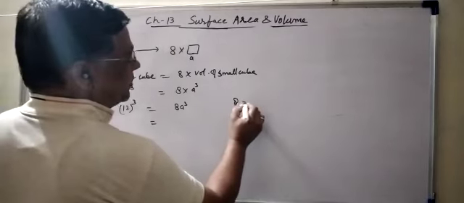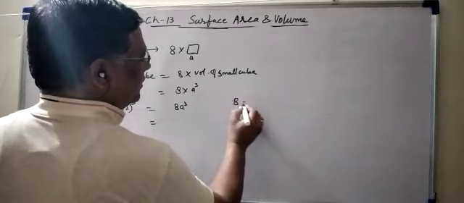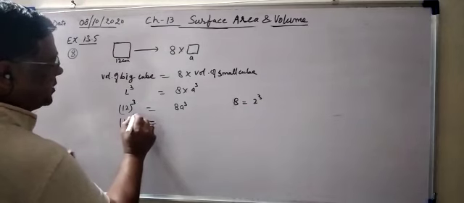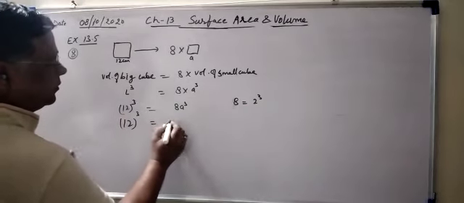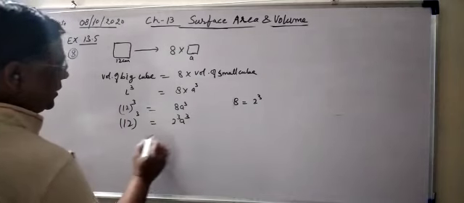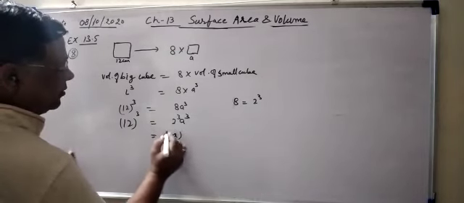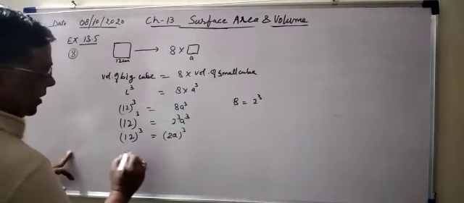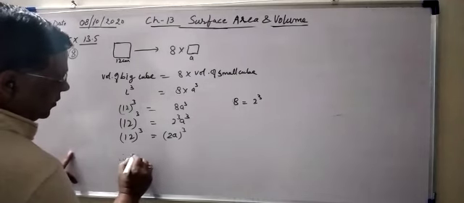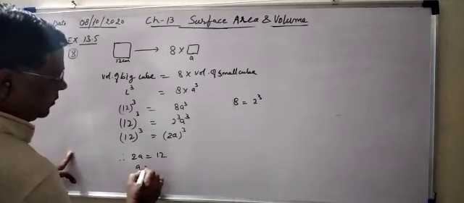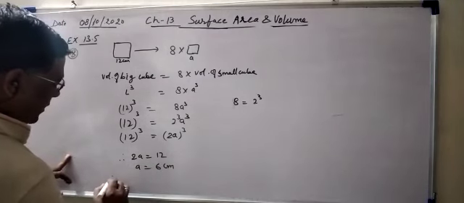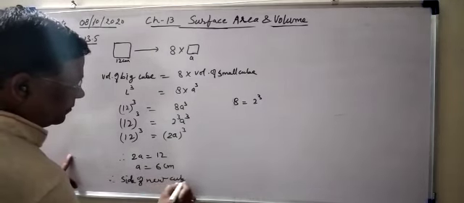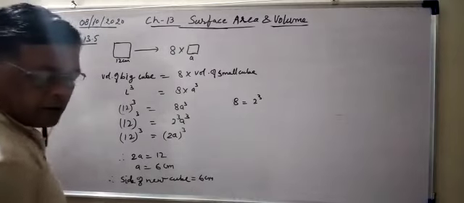This 8 can be written as 2 cube. So 12 cube equals to 2 cube a cube. This can be combined to 2a whole cube, that is 12 cube. Because the exponent is similar, so bases are equal, therefore 2a equals to 12, then a equals to 6 centimeter. Therefore side of new cube is 6 centimeter.